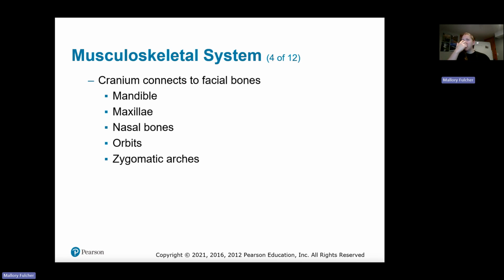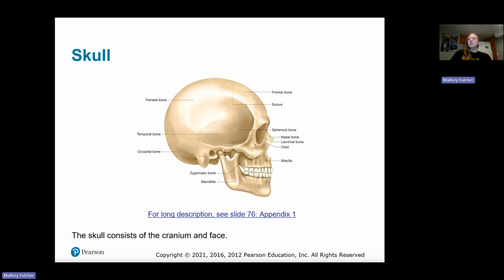We've got a whole bunch of different nasal bones. Our orbits, or where our eye sockets are, our zygomatic arches would be our cheekbones. So all of these little bones are actually fused together to create the skull. If you look here on this image, you can see that there are what we call suture lines, and it's where 2 bones connect.